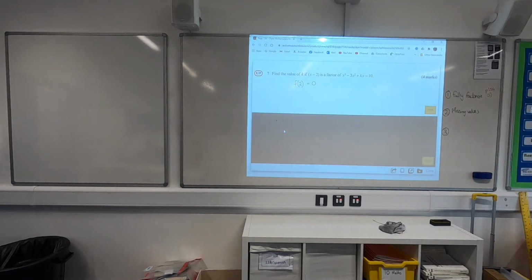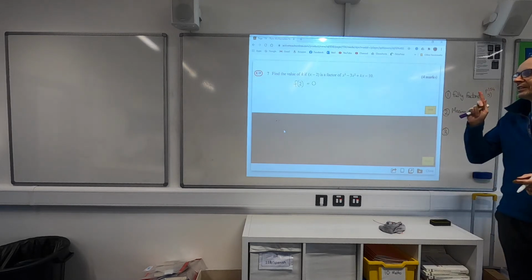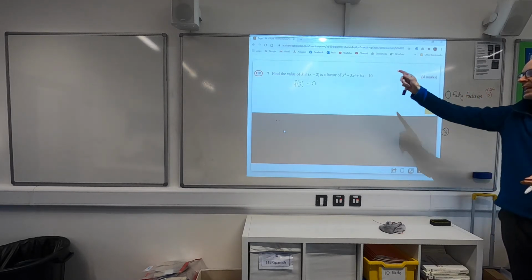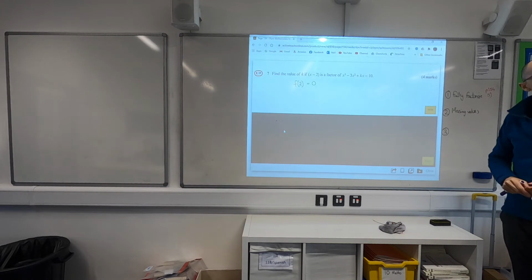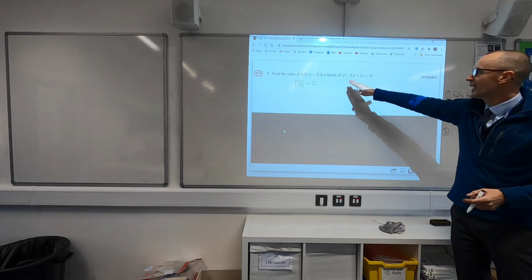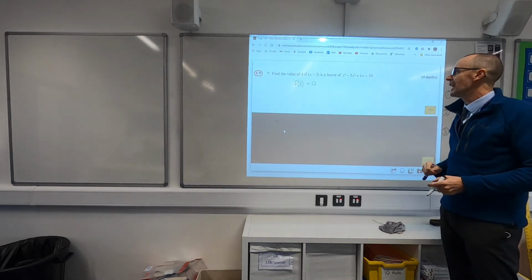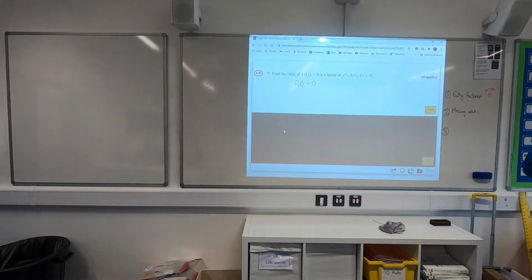If x minus 2 is a factor, x equals 2 is a solution, and that means that when I substitute x with 2, I'll get 0 as an answer. If you do that, you end up with an equation where k is the only missing value, and you can therefore work out the value of k. See if you can do that one for me.